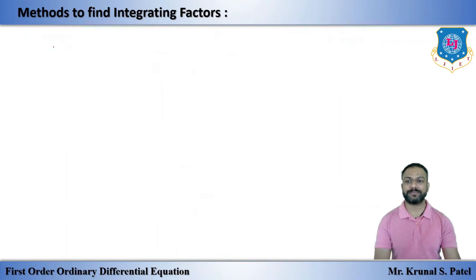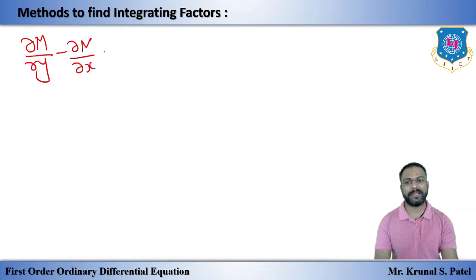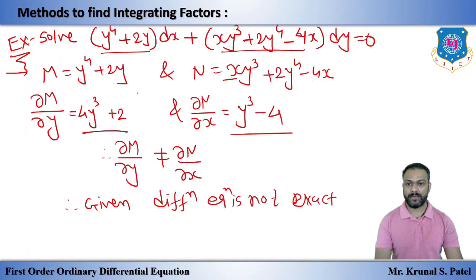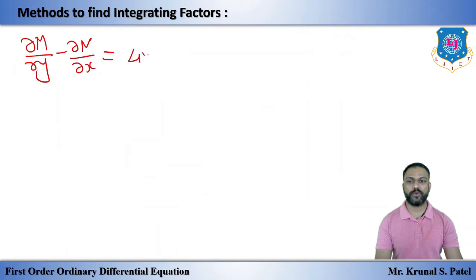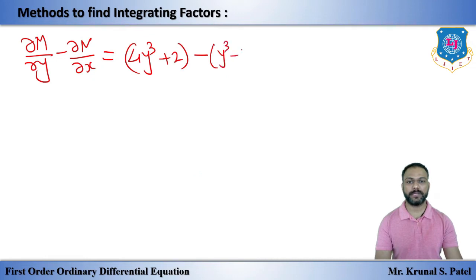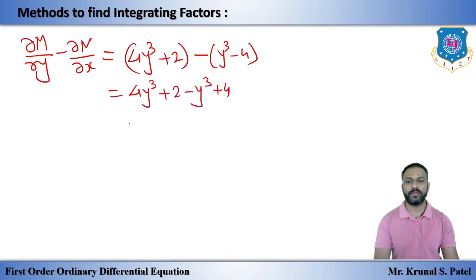That means we will find del M by del y minus del N by del x, and then we will decide whether N or M is suitable for division. So del M by del y is 4y cube plus 2, minus del N by del x, which is y cube minus 4. By expanding this bracket, 4y cube plus 2 minus y cube plus 4, we have 3y cube plus 6.